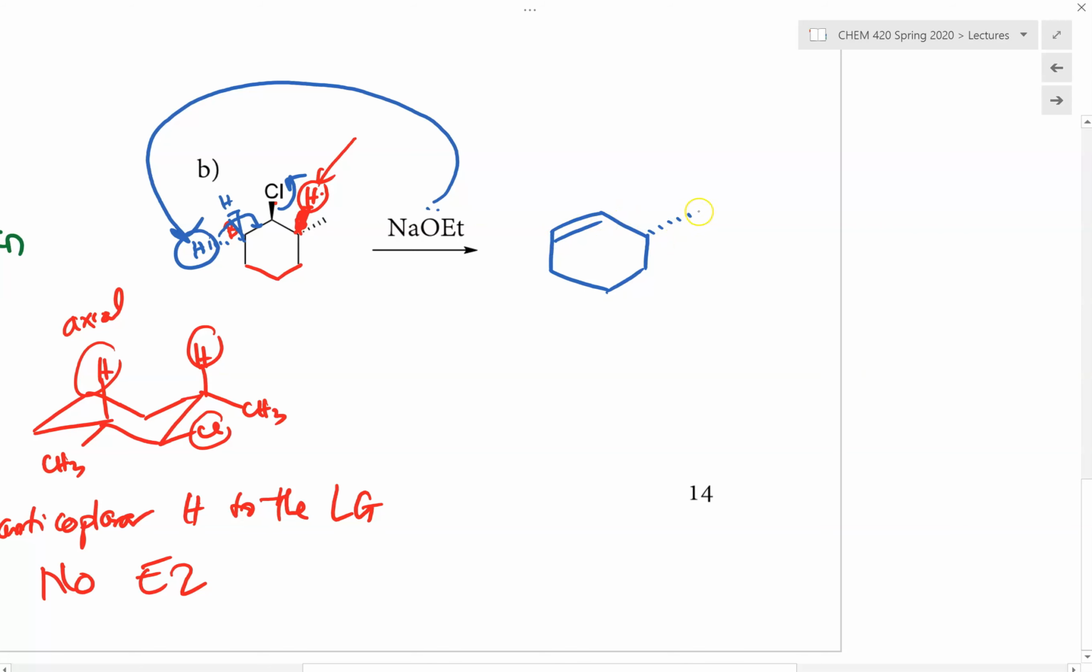And now this methyl group continues pointing back, and this hydrogen right here continues to point up. The stereochemical outcome of this product on this carbon has not been changed. But in this case, we are forming the double bond in here. So this would be a quick way for us to predict what will be the stereochemical outcome without drawing out the conformational analysis of the cyclohexane.